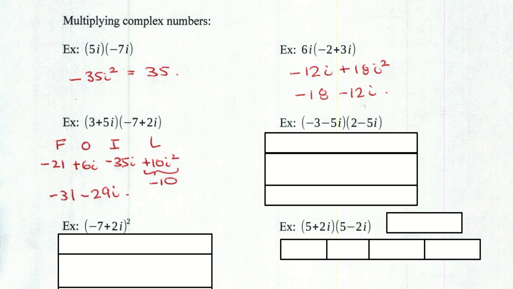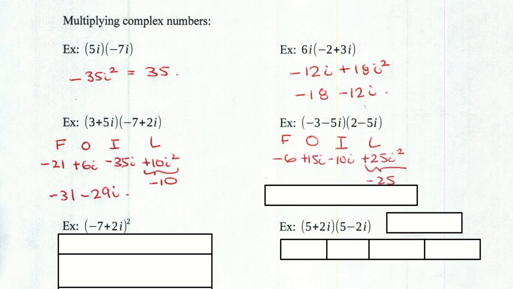Let's do another one of these. We're going to do it exactly the same way. We're going to notice that it looks an awful lot like a binomial, a two-termed polynomial, but in this case a two-dimensional number. We're going to FOIL just like we did before, and we're going to get the same 4 terms, the first, outer, inner, and last. So that first is the negative 3 times the positive 2. The outer is the negative 3 times the negative 5i. A negative times a negative is a positive.